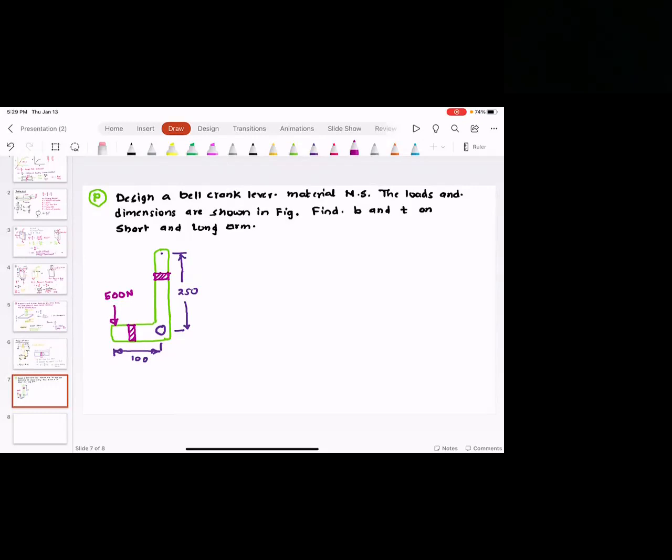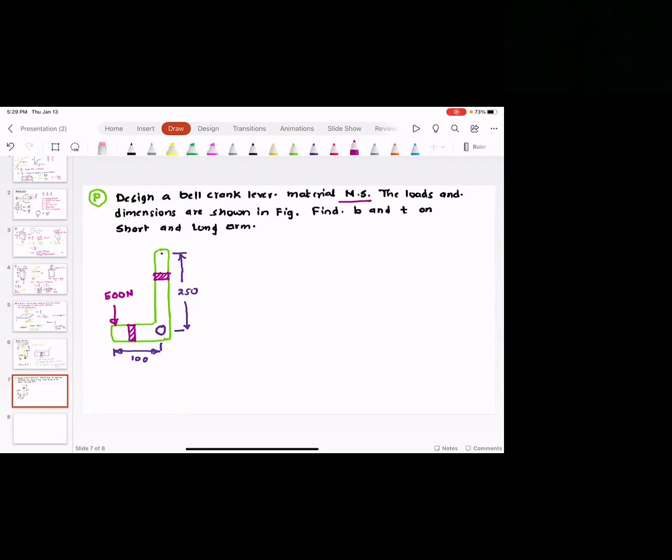Now, it is important to note that the short arm and long arm could have same dimensions, but it's not required. You can have a short arm with different dimensions. You can have a long arm with different dimensions. It totally depends upon how the lever is designed. And in this particular case, I'm going to design this lever using different B to T ratios. So here the first thing is I need to find out what is the design stress for mild steel.